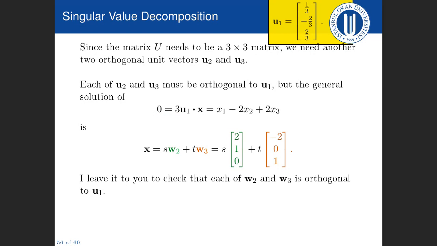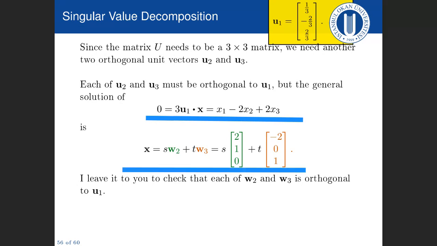So we want to find the general solution of 0 is equal to u1 dot x, or in other words, the general solution of x1 minus 2x2 plus 2x3. I'll leave it for you to check that the general solution to this is s multiplied by the vector (2, 1, 0) plus t multiplied by the vector (-2, 0, 1).